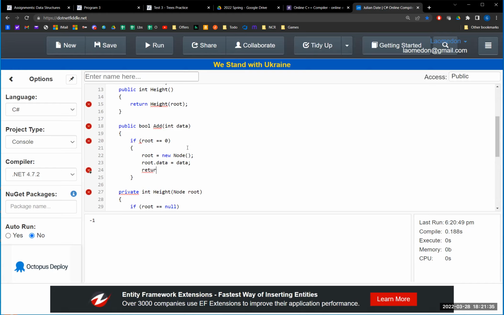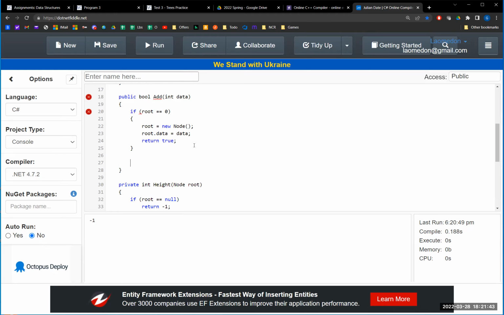And then return true, saying we added it. Otherwise, we just do our left to right behavior. At this point, we're just testing, deciding which way to go. All right, if the data is less than, and node. Be careful here, or I'll break my tree.